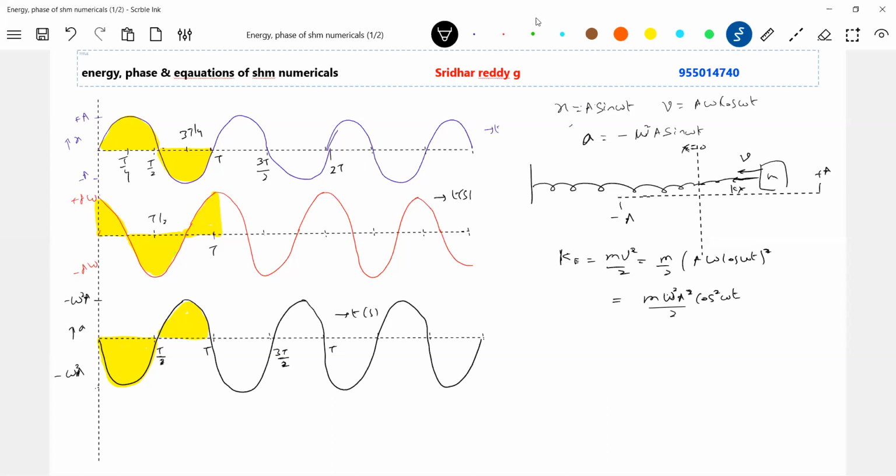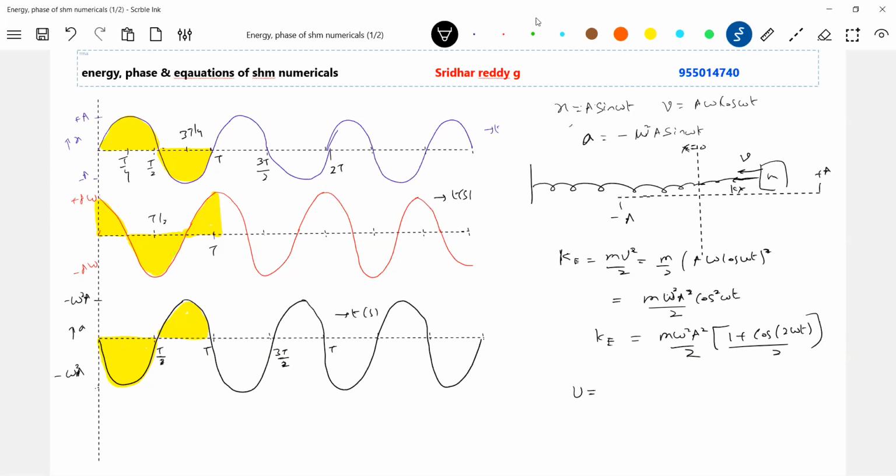Okay, fine. No, this is no cos square omega t. You can write it as m omega square a square by 2 times 1 plus cos 2 omega t by 2. Will I agree this? That's the kinetic energy. Similarly, I want potential energy.